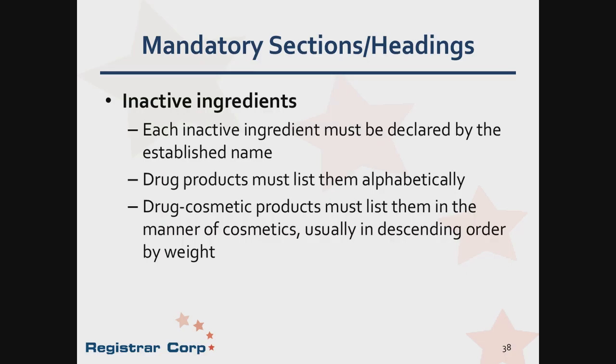Lastly, you're going to have your inactive ingredients declared. So these are going to be your flavors, colors, carriers, things like that, anything that's not an active ingredient, and will be declared by its established name. Products that are straightforward drugs, list them alphabetically. However, if you have a drug-cosmetic product, such as makeup with the sunscreen, you're going to list them in the manner of cosmetics, which is usually in descending order by weight. However, you do have some exemptions under the cosmetic labeling rules that drug cosmetic products are allowed to also use, such as using a may contain statement for color additives.